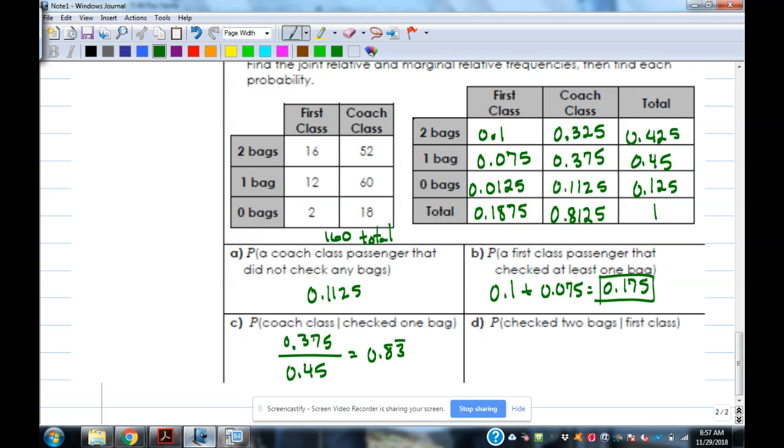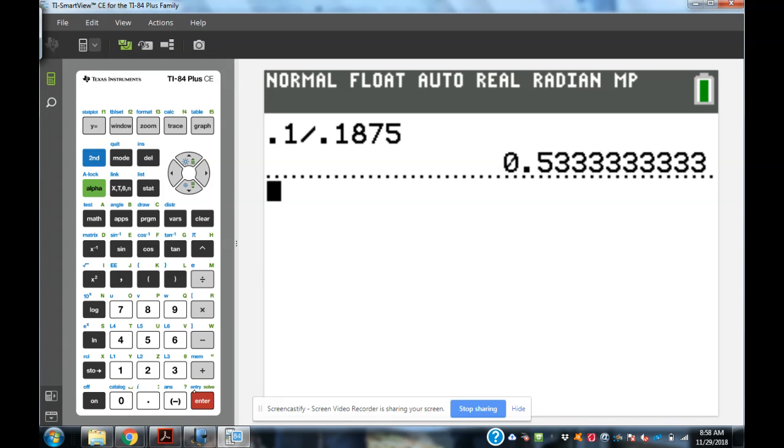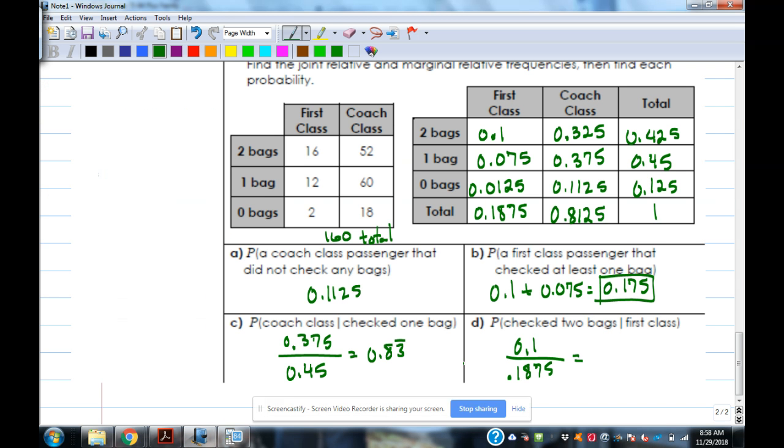All right. Check two bags, given that they're first class. The probability of being in first class is 0.1875. So that's the bottom number. The top number would be that you're checking two bags and you're in that class. That'd be 0.1. So 0.1 divided by 0.1875. 0.53 repeating.